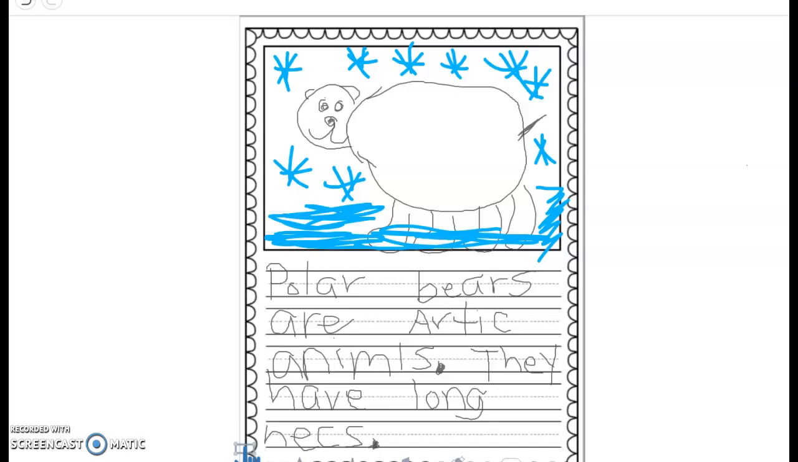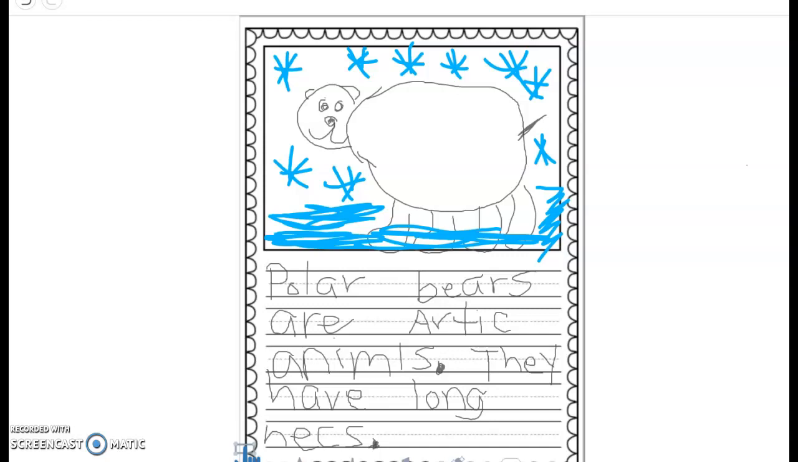Now again, I've already written polar bears, so I could say they again. I don't have to say polar bears again since we already know that my paper is about polar bears. So I'm going to use the word they. They can, and one of the things I learned this week about polar bears is they can swim. So I'm going to do they can swim. That's three words. So I'm going to add three words to my paper.